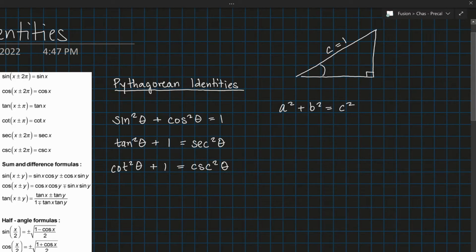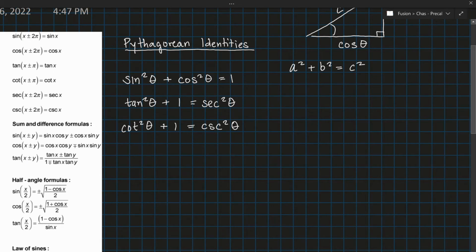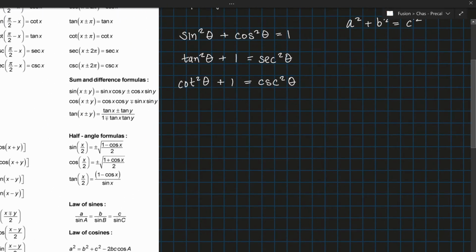You can reorder it to where you have the sine as your y and the cosine as your x. Similar things for secant squared and tangent squared theta. So those are extremely important.